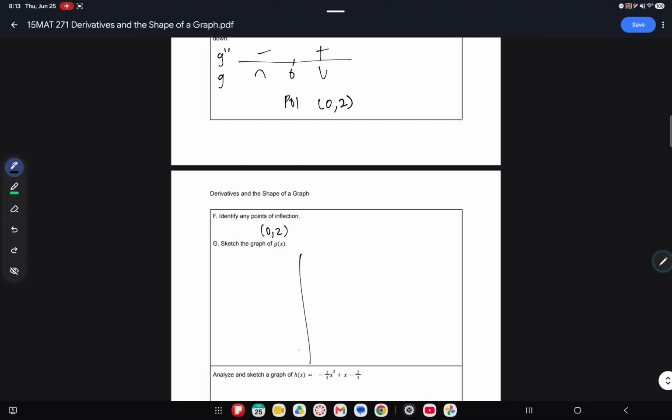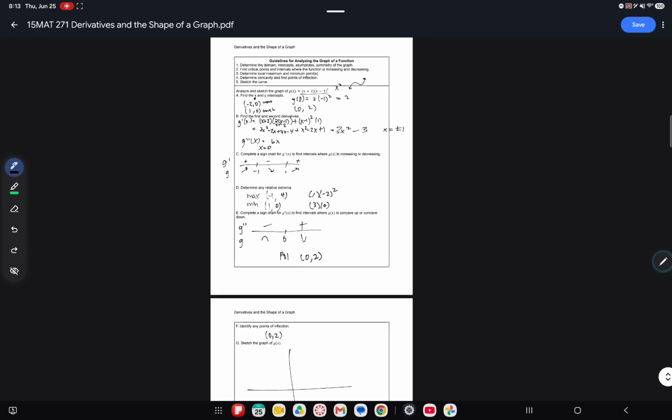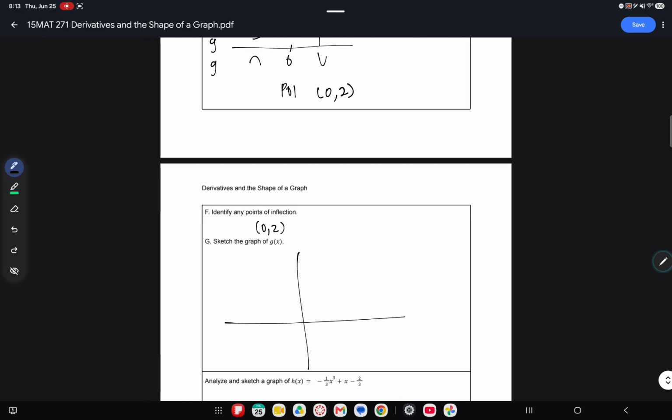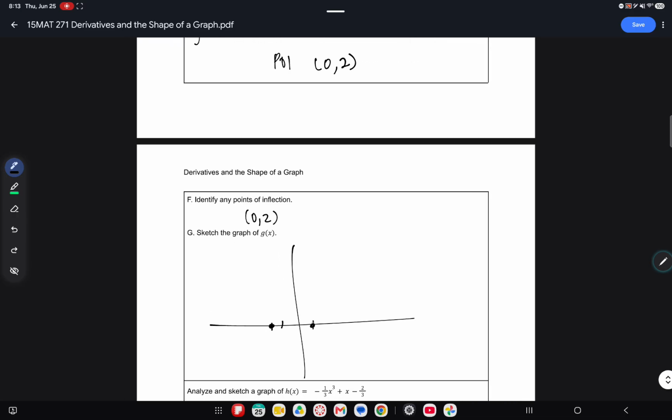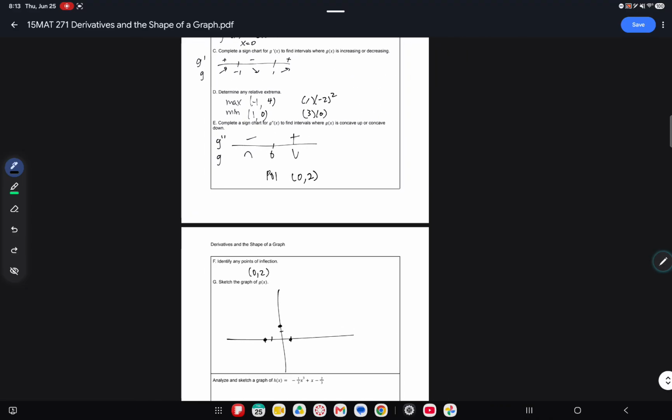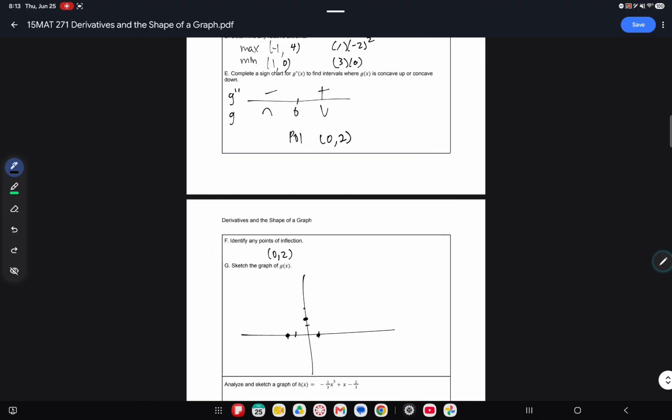And let's see if we can draw a graph. So let's find all the points we have. We know we have x-intercepts at -2, 0. What was the other one? 1, 0. We know we have a y-intercept of 0, 2, and a point of inflection there. We have a relative maximum at -1, 4, and a minimum at 1, 0. So remember, this is a cubic function, so potentially it'll look something like this, right? So I think I have all I need, right? Looks something like that.